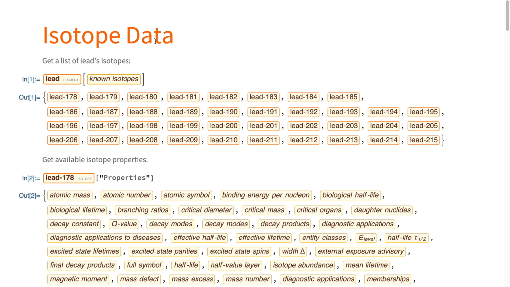In here, we'll be using isotope data. Let's take lead for example, and take its property known isotopes. This gives us the list of all isotopes of lead. As you can see, there's plenty of isotopes here.